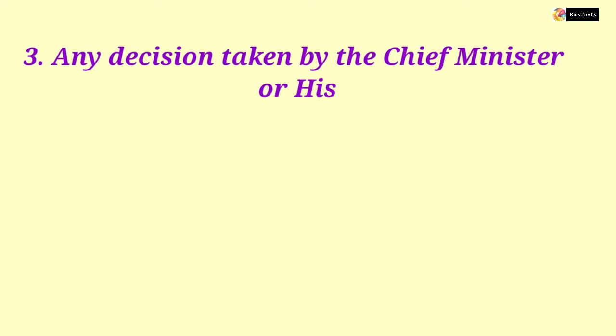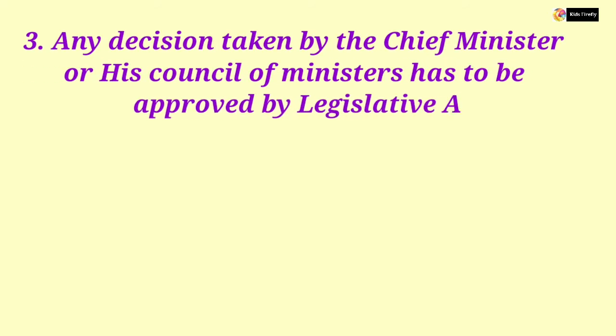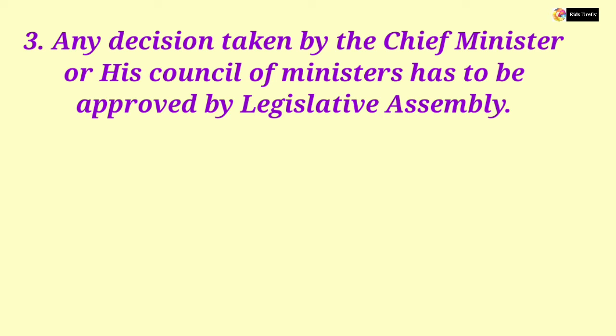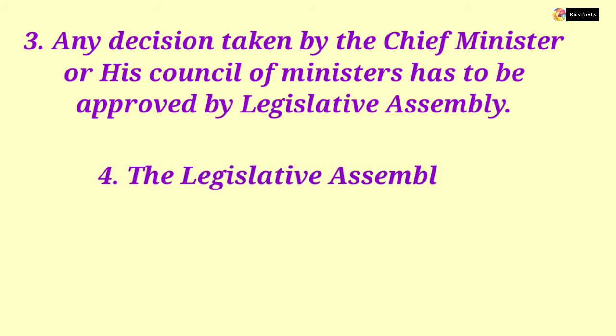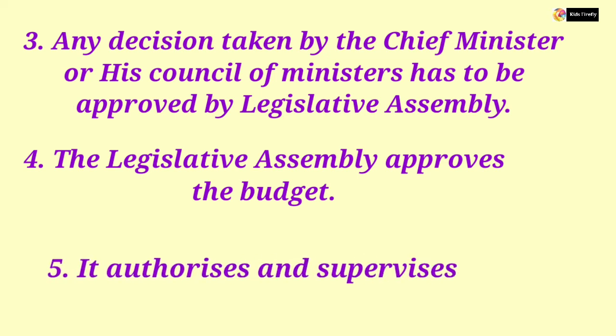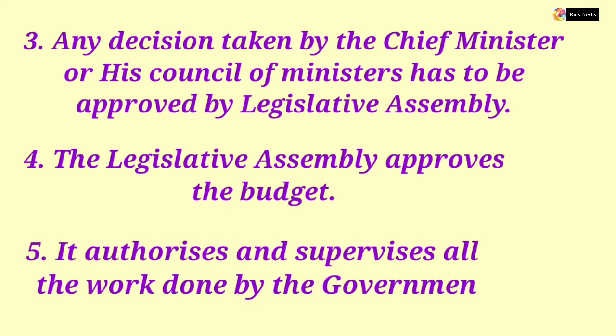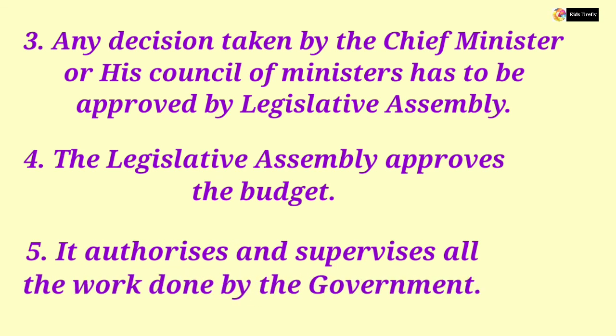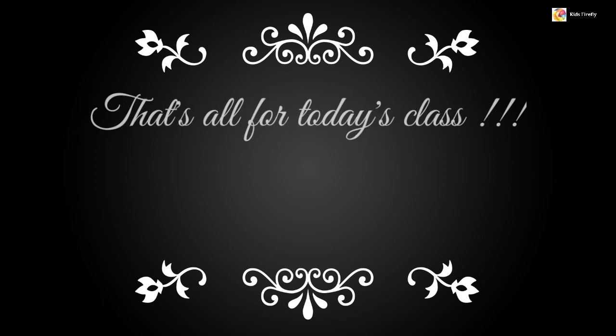Third, any decision that the Chief Minister and his councils make has to be first approved by the Legislative Assembly. Fourth, the Legislative Assembly also approves the budget, that is, it decides how the government spends its money. Fifth, it authorizes and supervises all the work that the government does.